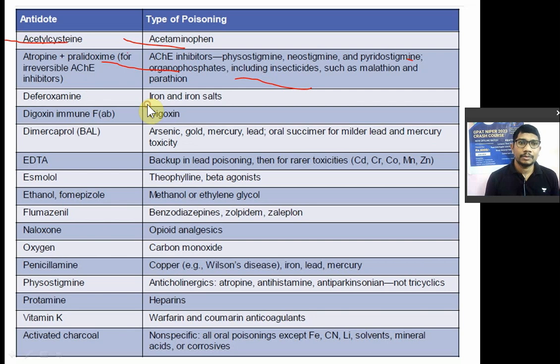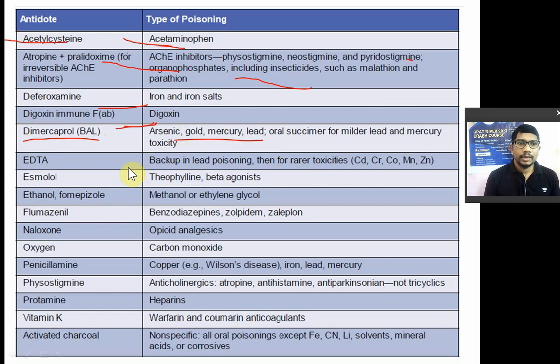In case of iron poisoning or iron salt, desferrioxamine is the antidote. In case of digoxin poisoning, digoxin is a drug used in congestive cardiac failure. If there is an overdose, digoxin immune Fab is the antidote. A question has come on this. Digoxin immune Fab is the antidote for digoxin poisoning. Heavy metal poisoning like arsenic, gold, lead: in that case you can have an antidote known as dimercaprol, known as BAL. Oral succimer can be used.